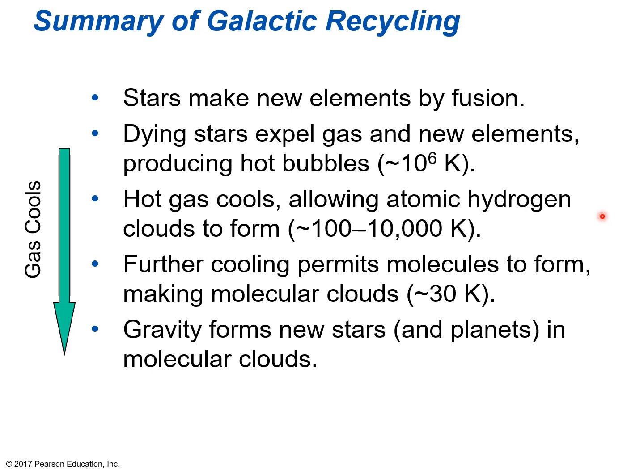But eventually they cool down. Further cooling permits molecules to form, making molecular clouds. And typically these molecular clouds are about as cold as space gets, 30 Kelvin. And then gravity can form new stars. And with those stars, planets, comets, asteroids, all those other things that we find in a star system come from the molecular clouds.